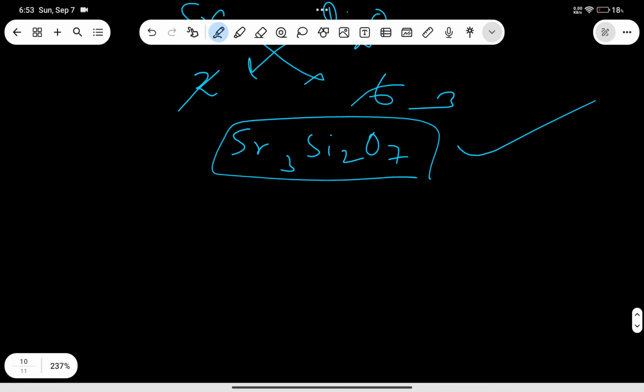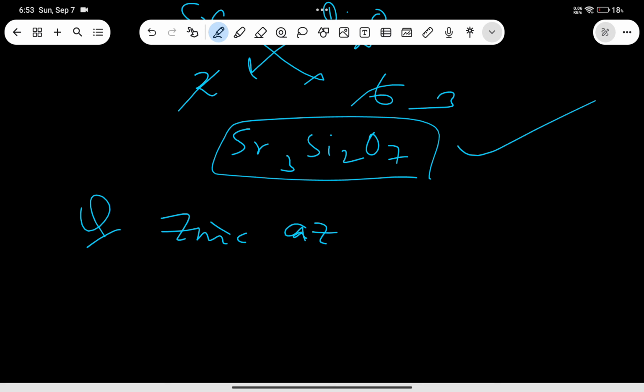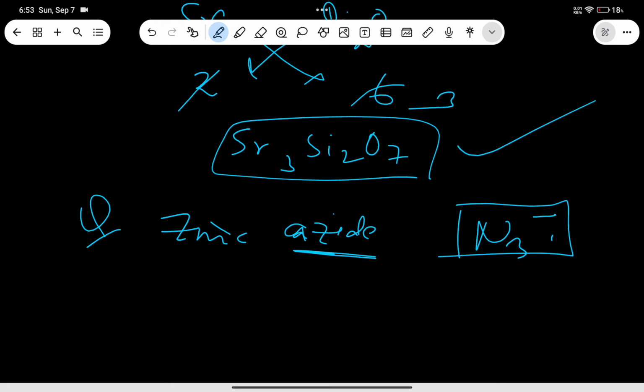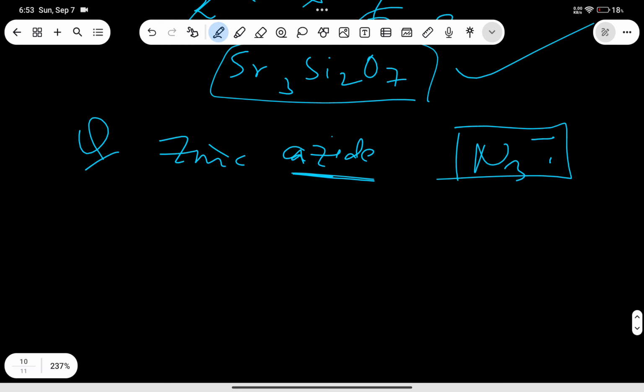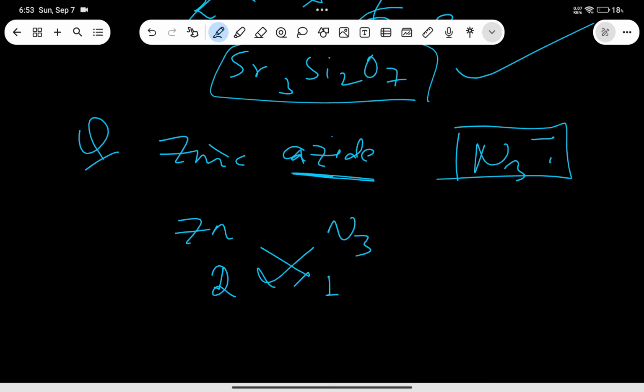Yay! Now also some more questions, which is zinc azide. I think I told you that azide was important, that was N3 minus. So it's important to understand this. Basically the zinc azide is N3, and it would be 2 and 1 crisscross, that would be Zn(N3)2. Like this, correct?